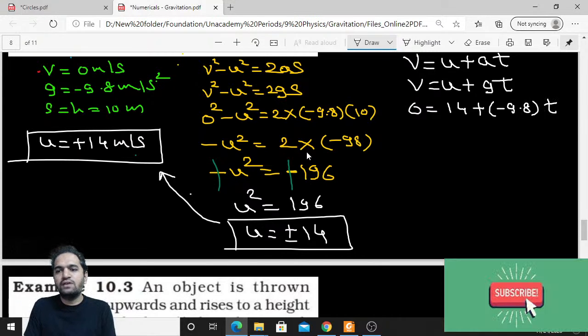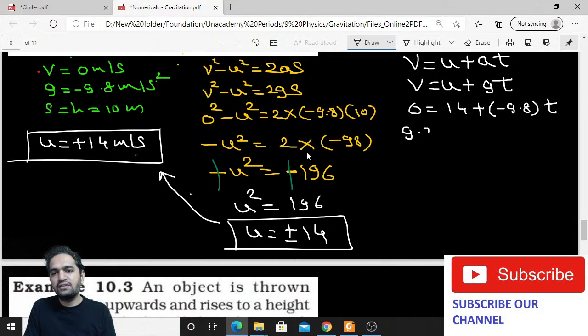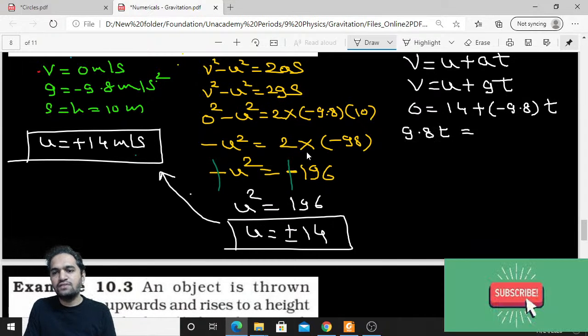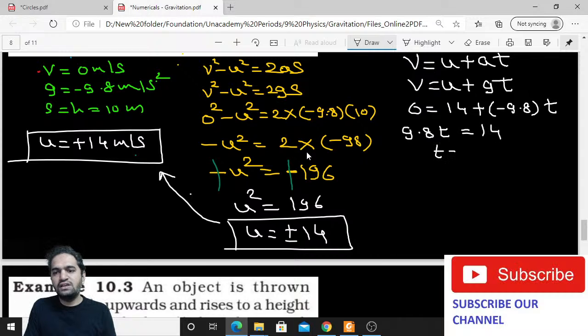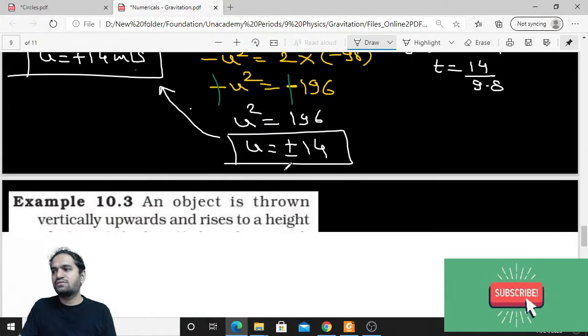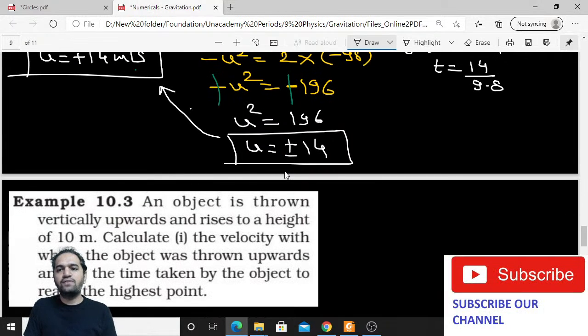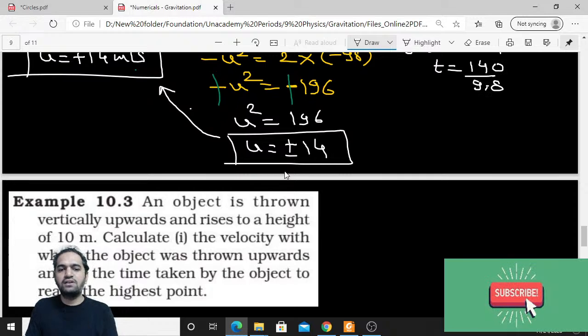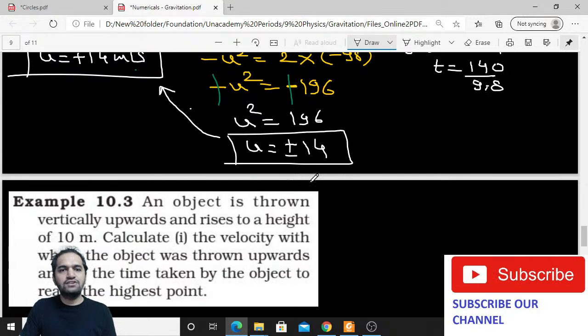Okay. You can do one thing. You shift minus 9.8 to the other side. So this will become 9.8t positive and this will become 14. So t is equal to 14 by 9.8. Are you understanding this? Okay. You just have to divide now. You can shift that decimal to the other side. Let me do that calculation at the bottom side.